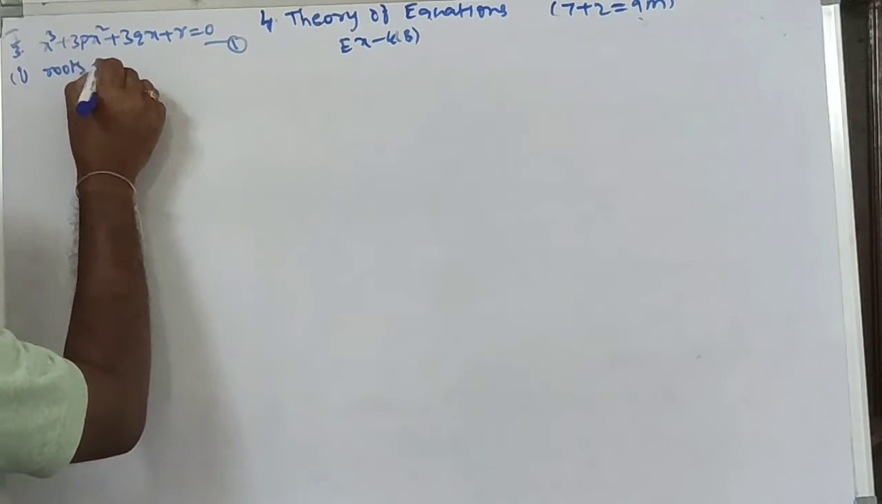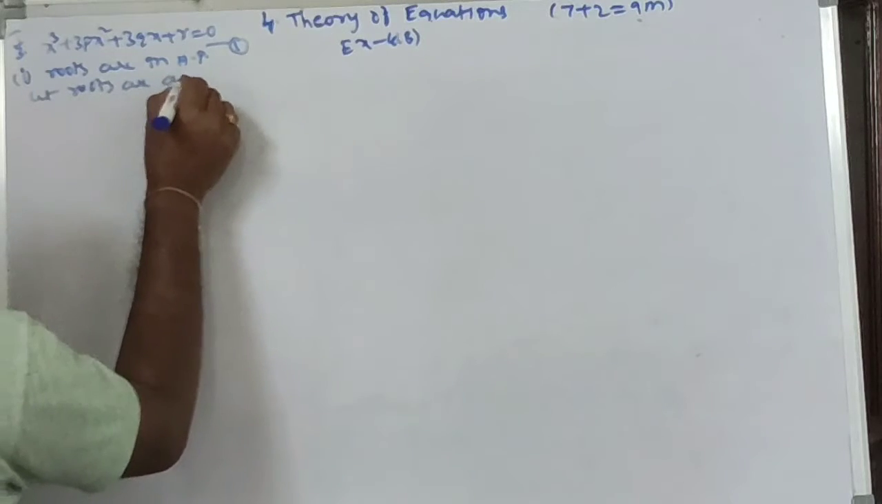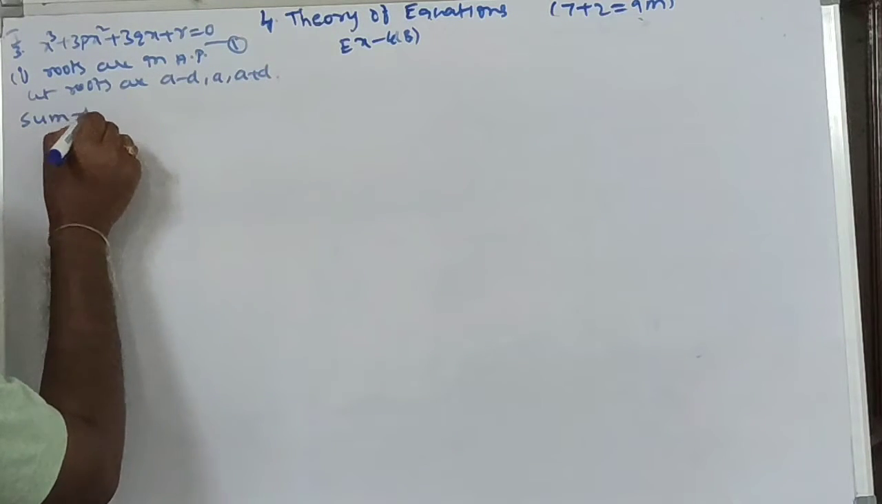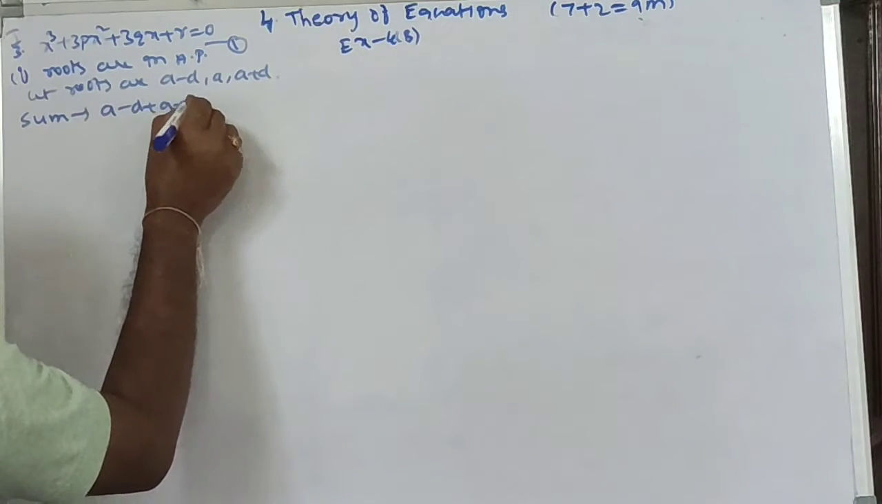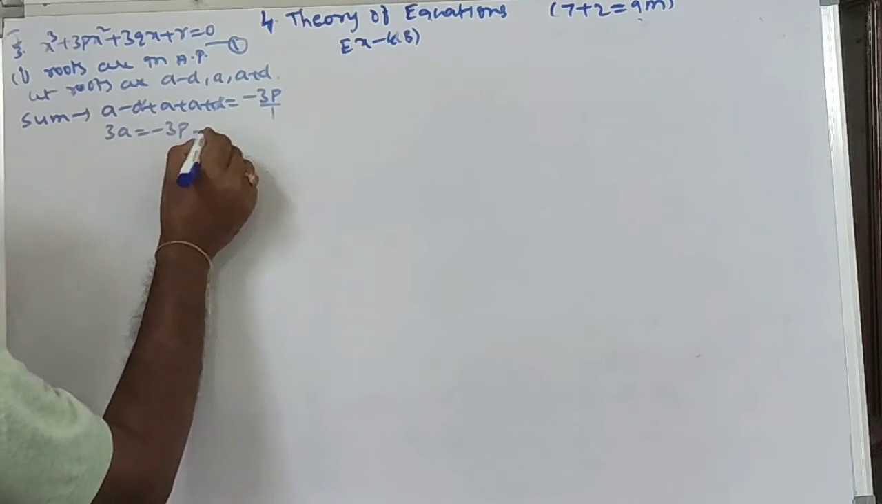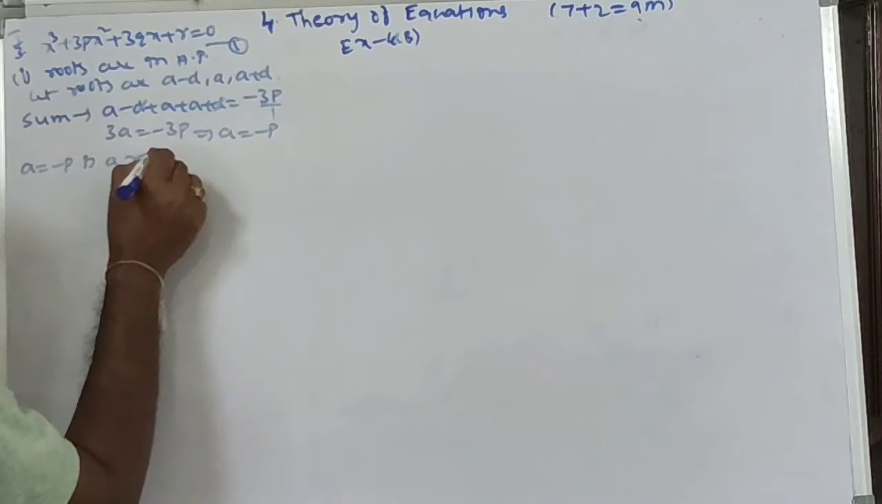If roots are in AP, let the roots be a minus d, a, a plus d. These three are the roots. Whenever we are taking AP, we should take the sum. A minus d plus a plus a plus d equal to minus 3p by 1. D and d cancel. 3a equal to minus 3p implies a equal to minus p. A equal to minus p is a root of equation 1.